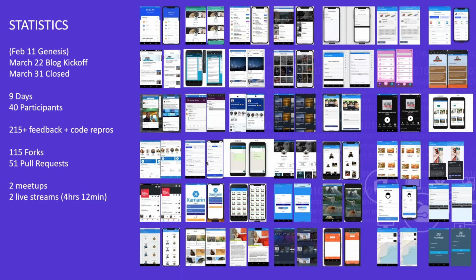So a few statistics here for you. In 9 days, we had 40 participants. So a very short period of time, tons of feedback plus code repros, 115 forks at the time that I counted. There might be more now. I know there's 53 pull requests now. Two meetups hosted and talked through these. And then, as I mentioned, 2 live streams, tons of wonderful content out there.